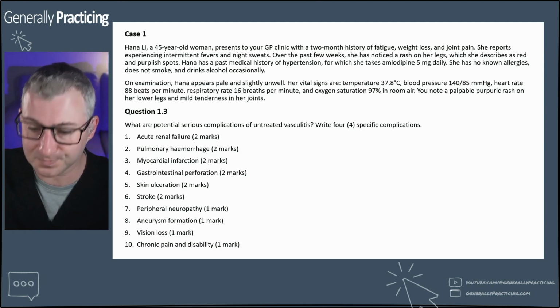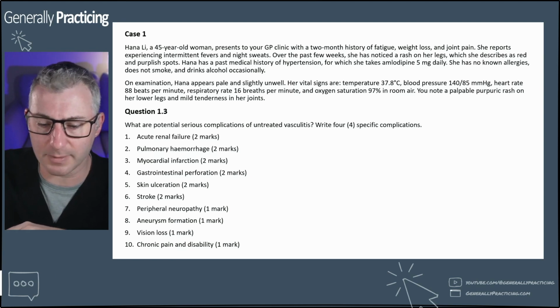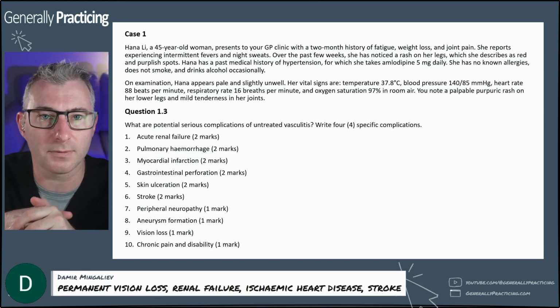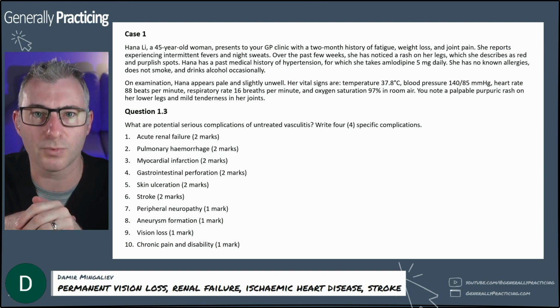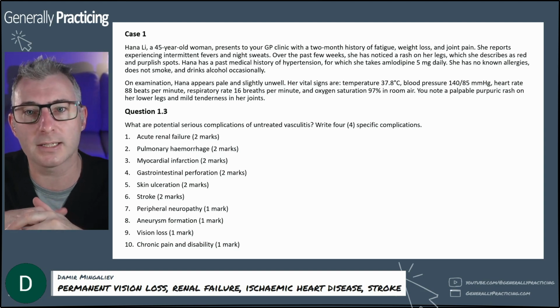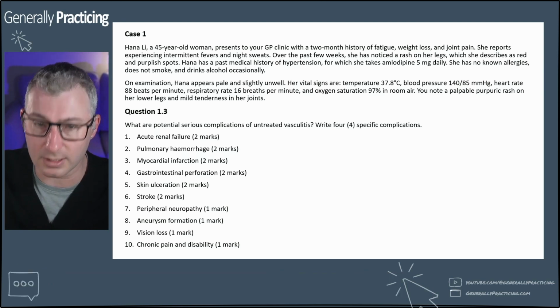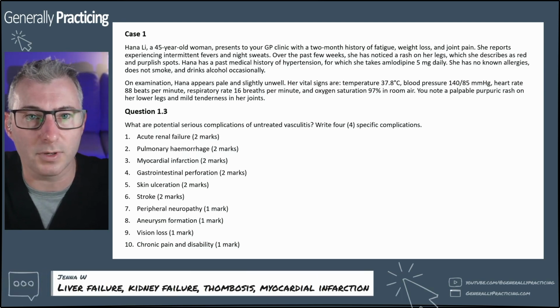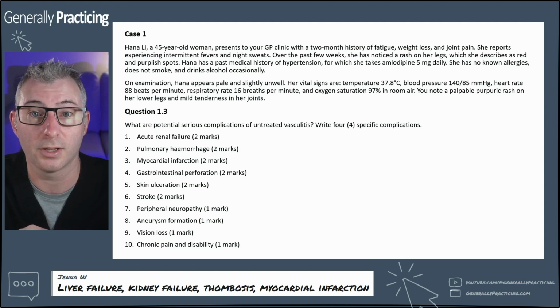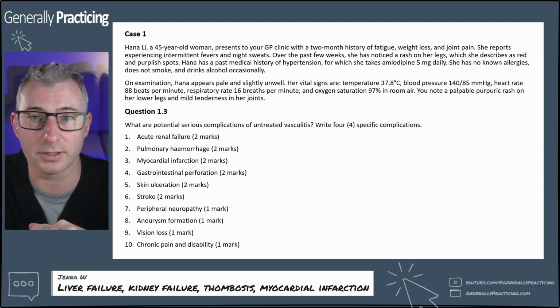Now, of course, coming into the chat here, we've got from Demir, permanent vision loss, perfect, renal failure, definitely, ischemic heart disease, yes, definitely, and stroke, fantastic, full marks there, well done. And here as well, we've got liver failure, kidney failure, thrombosis, definitely, and myocardial infarction, definitely.